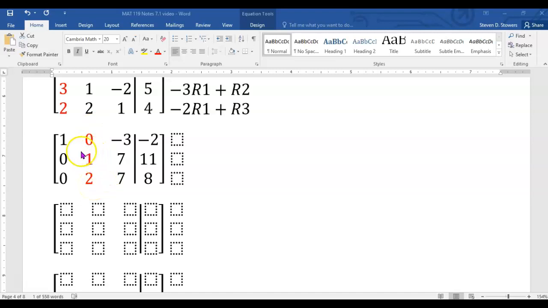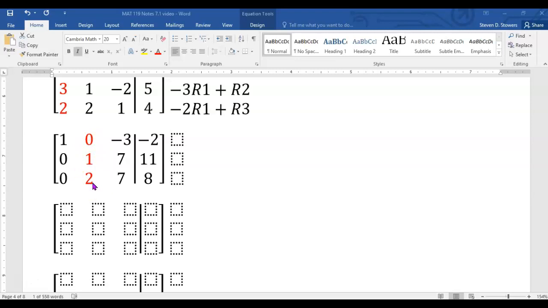So first thing I want is for there to be a 1 right here. And yay, there already is. We caught a break. We don't have to do any extra work about that. That's already what we want. So next, we want zeros everywhere else in that column. And there already is a 0 up here. We caught another break. We don't have to do any work to get that. But we do have to do some work down here.